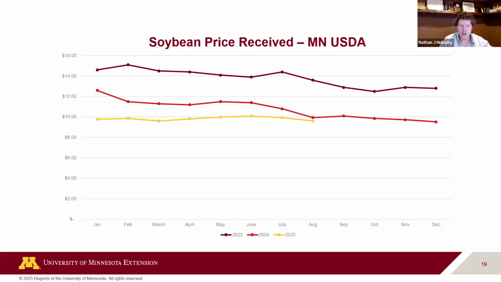But for the last 3 years, our soybean price in Minnesota has dropped every single year. So unfortunately, farmer income is directly impacted by this number, and it's just becoming lower.